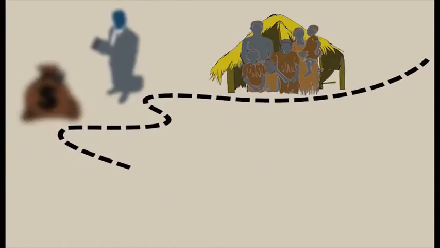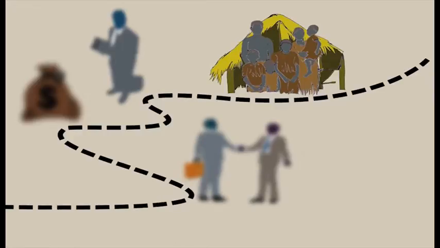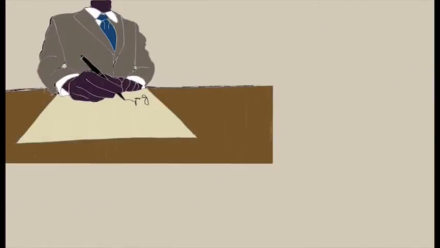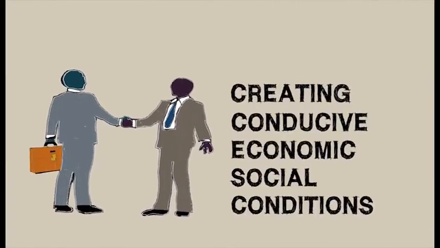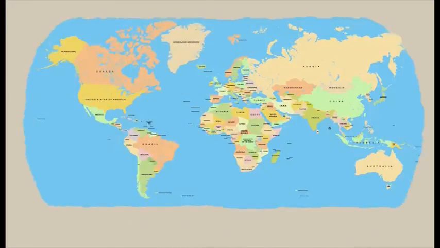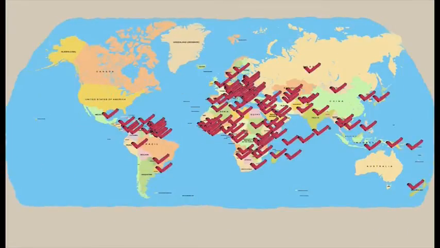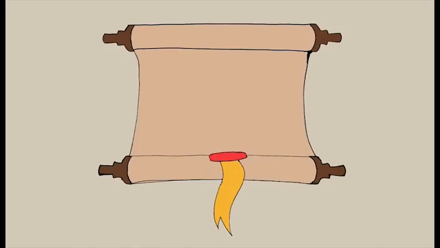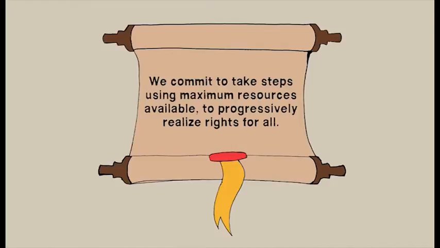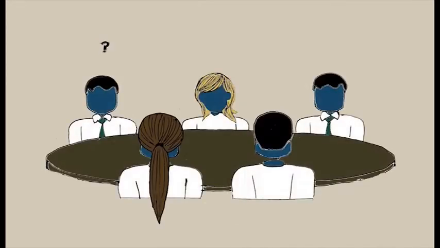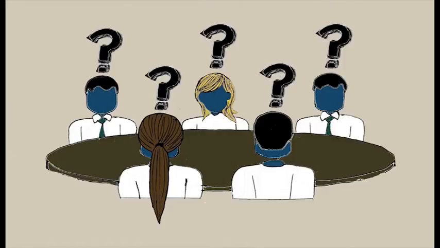More often, the causes of these deprivations are unclear, making it hard to identify who is accountable. They result from a general failure to create the economic and social conditions that allow people to enjoy an adequate standard of living. But governments from all corners of the globe have committed to doing just that. By ratifying international treaties, they have agreed to take steps using the maximum resources available to create an environment where people can enjoy their rights. So how can we judge if governments are doing enough to meet these commitments?